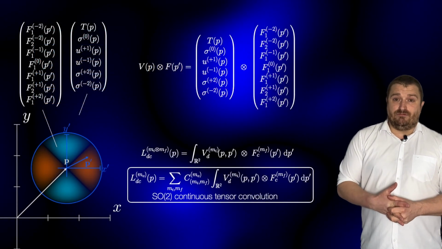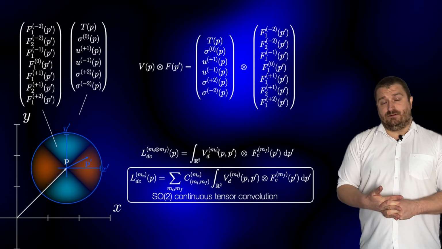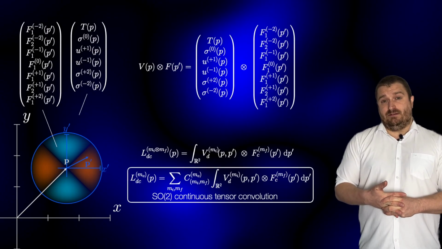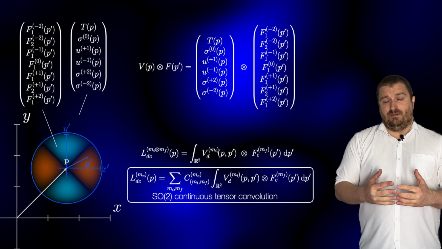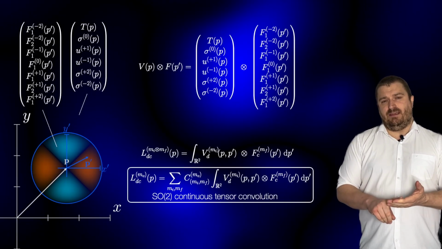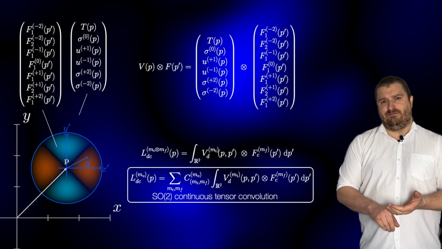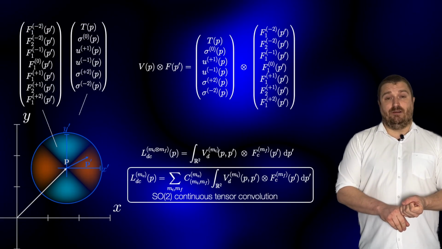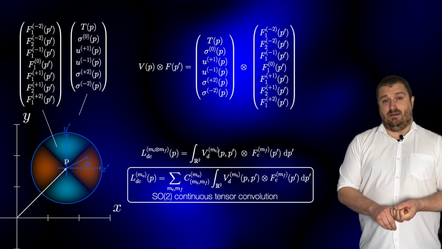So we're in the position then to write our SO2 equivariant convolution, now accounting for different spin values in the kernel and different spin values in the field, using indices D and C to index the different channels in the kernel and the field, and with the Clebsch Gordan coefficients to filter out the zero integrals.